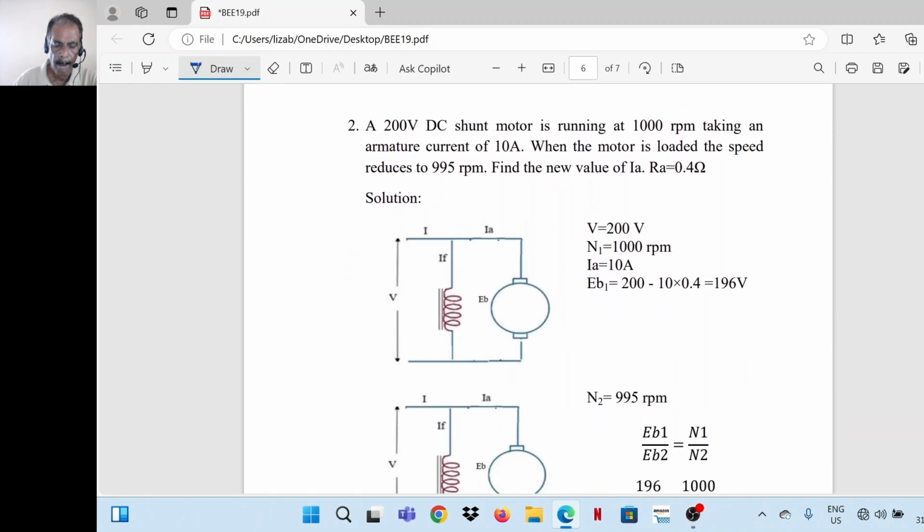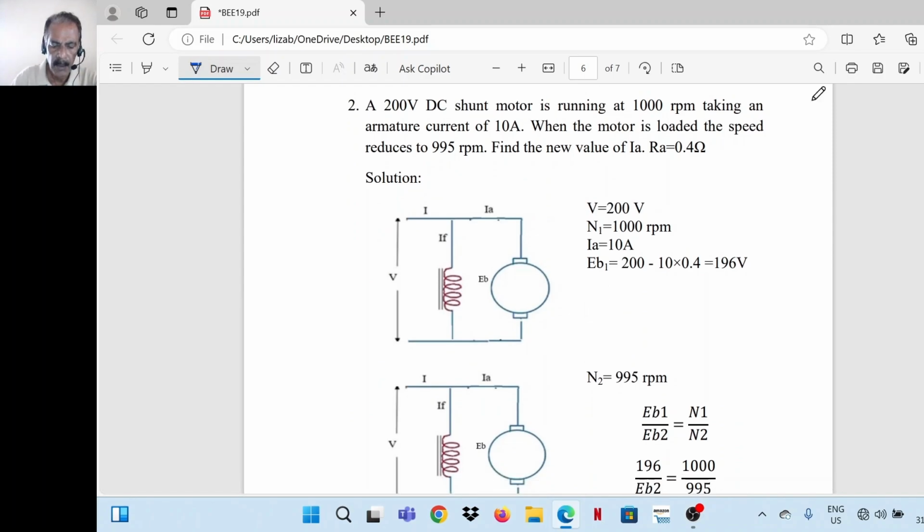Next, a 200 volt DC shunt motor running at 1000 rpm takes an armature current of 10 ampere. When the motor is loaded, the speed reduces to 995 rpm. Find the new value of armature current. Ra is equal to 0.4.